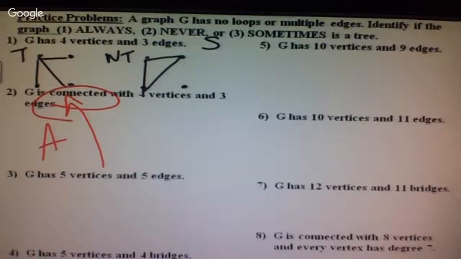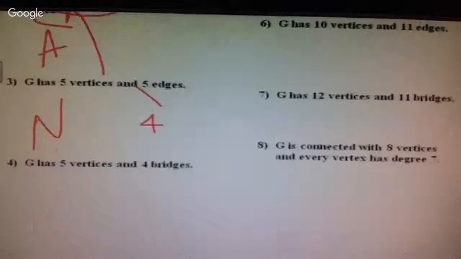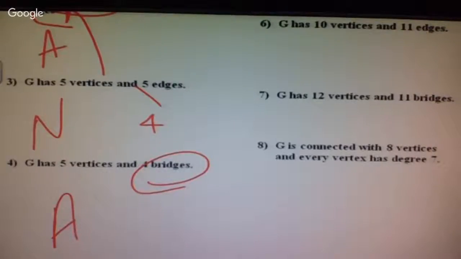Okay, take a look at number 3. 5 vertices, 5 edges. Sometimes? Never. Why? Because it has the same number. This should have 4 edges, or that should have 6 vertices. Okay, so please be careful with that. Number 4. Always. 5 vertices, 4 bridges. That keyword bridges is what makes this one an always. Okay, so you're looking again for that word connected or that word bridges.